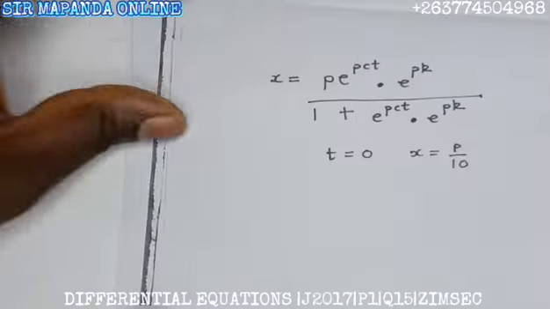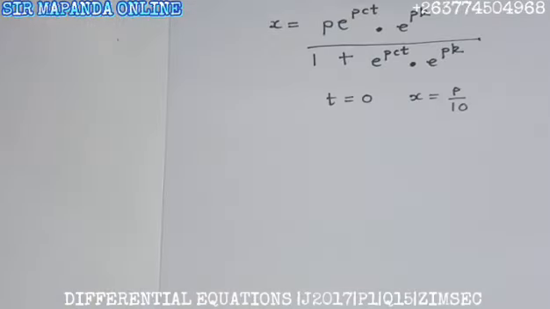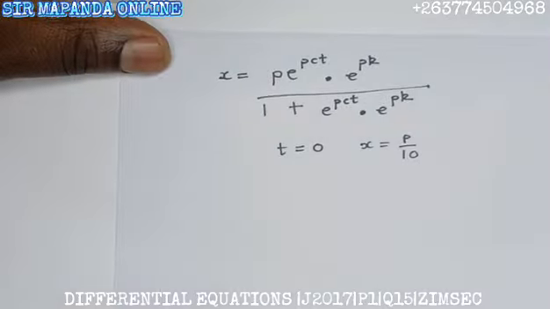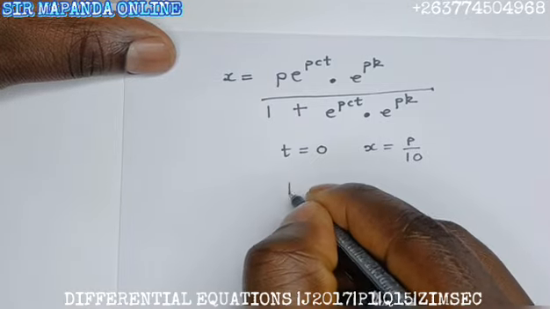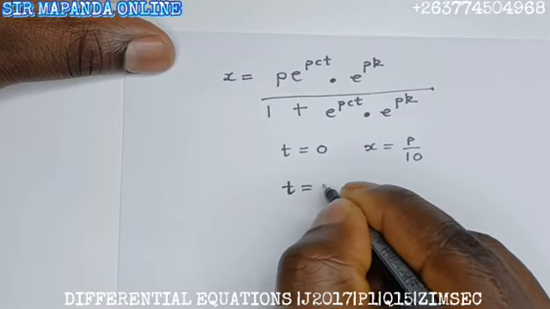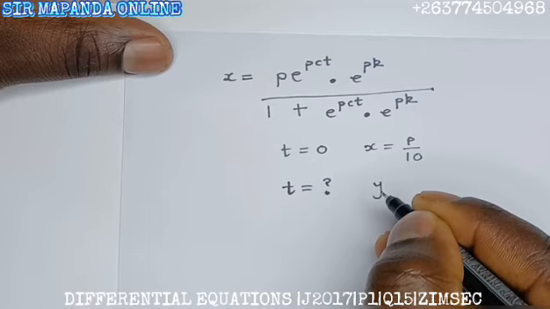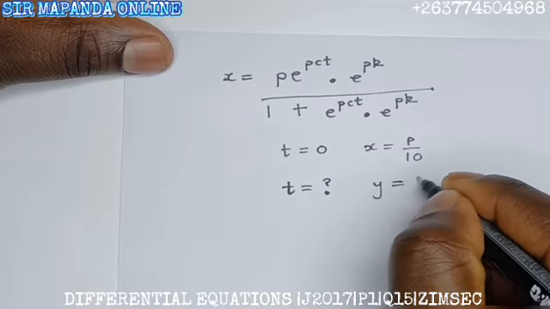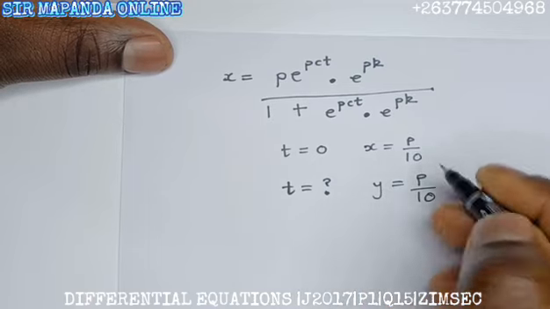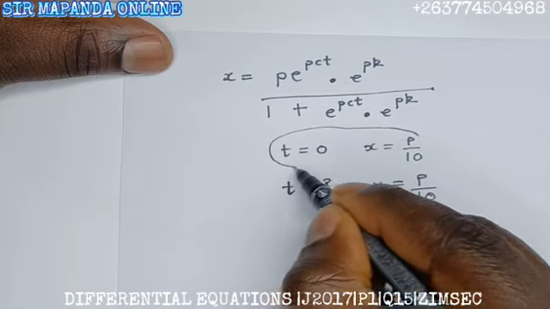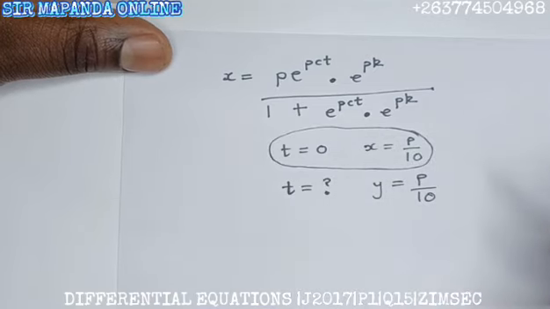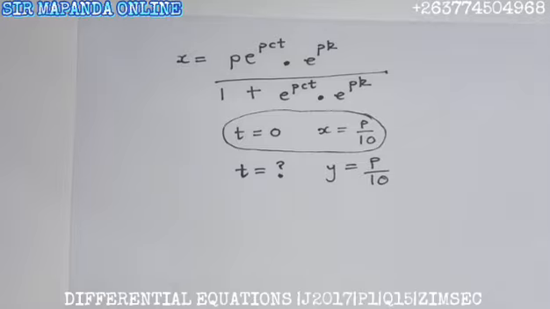Right. So they are saying t is equal to 0, x is equal to p over 10. I hope you are following. They want you to find the time when y is equal to p over 10. So this first combination, t is equal to 0 when x is equal to p over 10, assists you to find the constant k. I hope you are following.